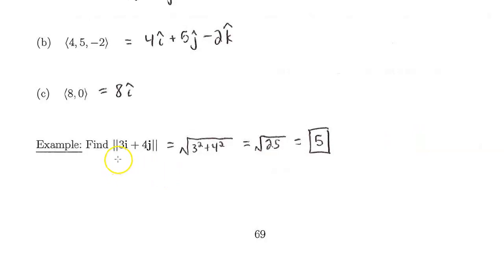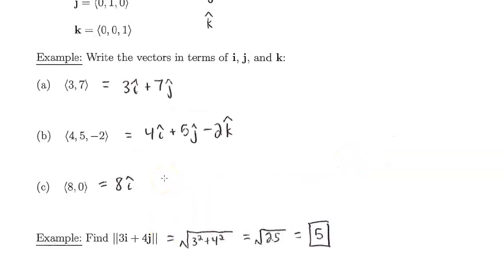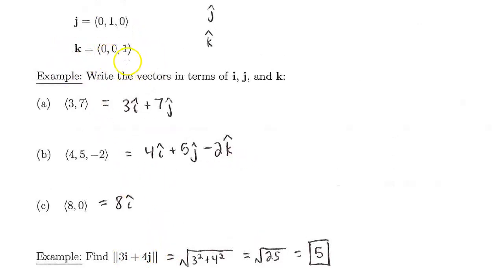Okay, now what's the length of 3i plus 4j? Okay, so what's the length of the vector 3, 4? Well, again, it's just the square root of 3 squared plus 4 squared, which is the square root of 25, which is 5. Okay, so you should be able to switch back and forth between the i, j, k notation and the notation where we have the brackets.